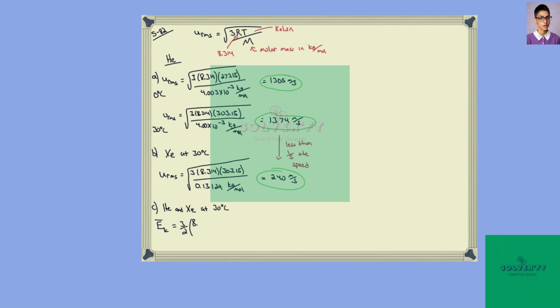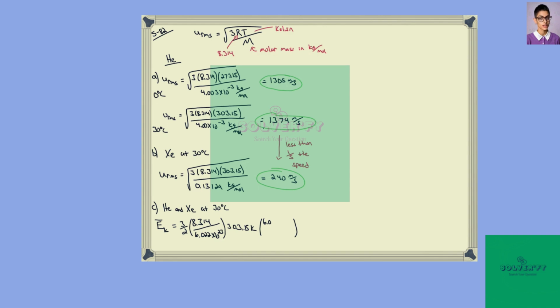There's no mass involved, no molar mass involved when calculating the average kinetic energy. The average kinetic energy is 3/2 R over Avogadro's number multiplied by the temperature. This then will give you the average kinetic energy of a single molecule or a single atom, which would be the case of xenon or helium because they exist as atoms, not molecules.